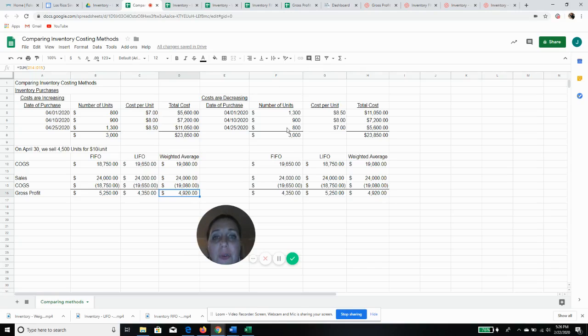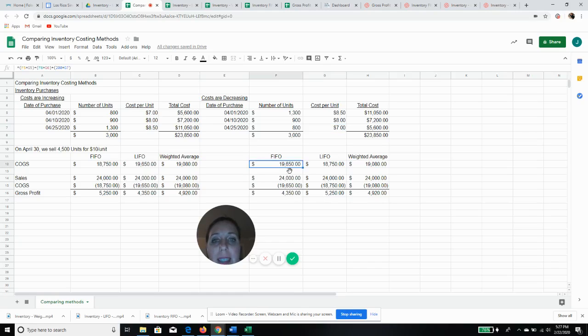Okay, what about when costs are decreasing? When costs are decreasing, it's going to be just the opposite. And you can see here, we have the exact same number of units that we bought at the same time, or for the same amount. So 1,300 for $8.50, 900 for $8, and 800 units for $7 a unit. But we bought them in the opposite order. So now our costs are decreasing. They're getting smaller every time we buy. It costs less per unit.